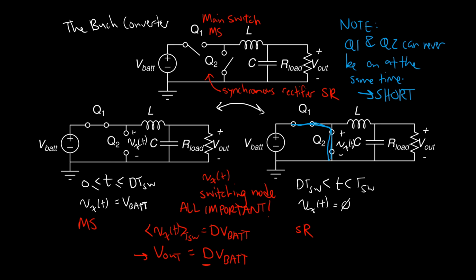Either Q1 is on and Q2 is off, or Q2 is on and Q1 is off, but never on at the same time. Sometimes both of them can be off at once, but nothing is really happening in that state, let's say. We'll get there later, but just note that Q1 and Q2 can never be on at the same time.